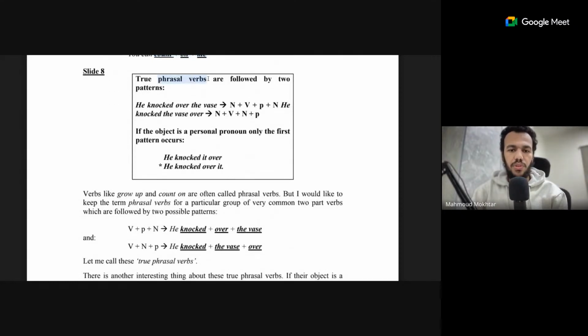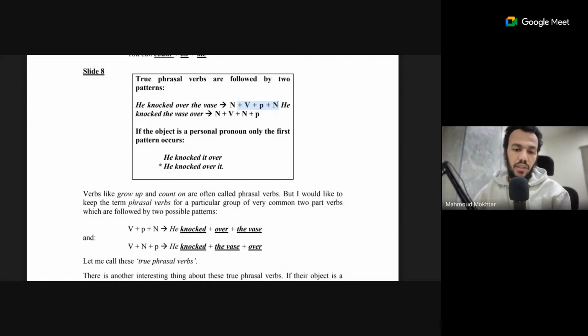True phrasal verbs are followed by two patterns. He knocked over the vase: noun, verb, particle, noun. He knocked the vase over: noun, verb, noun, particle. If the object is a personal pronoun only, the first pattern occurs.